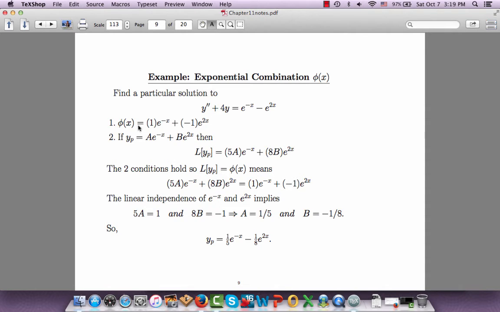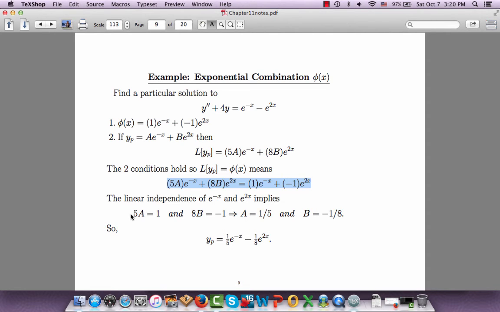So again, phi and L of y_p, because of how we chose y sub p, are both linear combinations of the same two functions, so we just set them equal to each other. And the only way two such functions can be equal is if their coefficients of the same functions are equal. That's what linear independence is telling us.